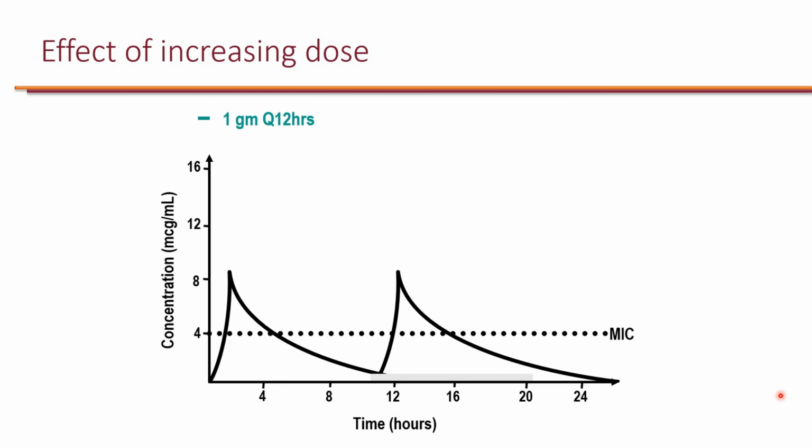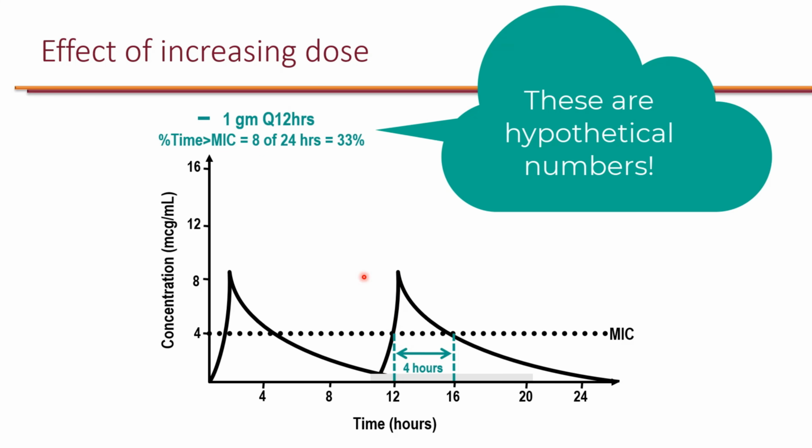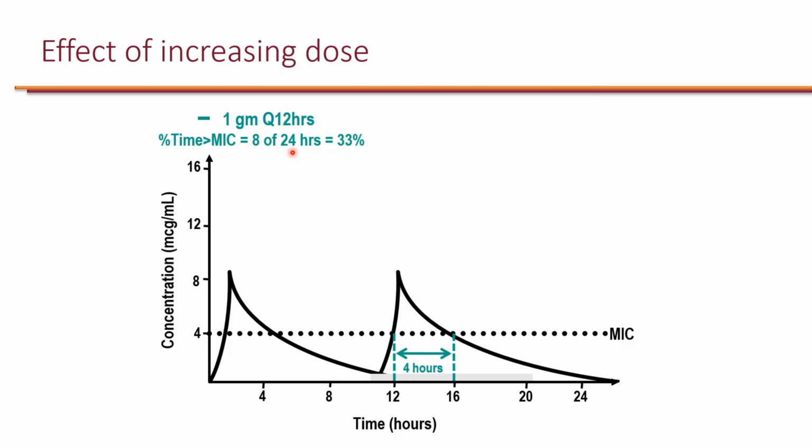Now let's take a look at pharmacodynamics of beta-lactams. Let's use cefepime as an example. So let's say you're infusing cefepime 1 gram every 12 hours. So you give this twice a day. And what happens is that every time we give a dose, the amount of time that this concentration goes above MIC is about 4 hours. So overall, over a 24-hour period, you have 4 hours here and 4 hours here. So overall, you have 8 hours out of 24. So the time above MIC for 1 gram Q12 hours of cefepime is about 33%.